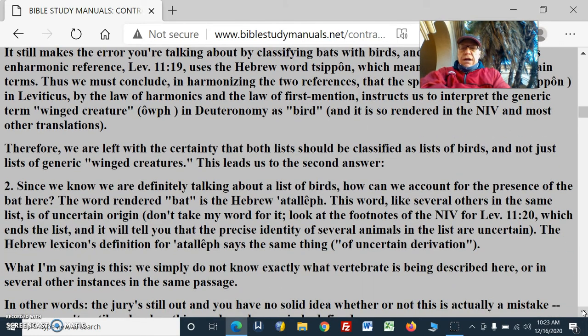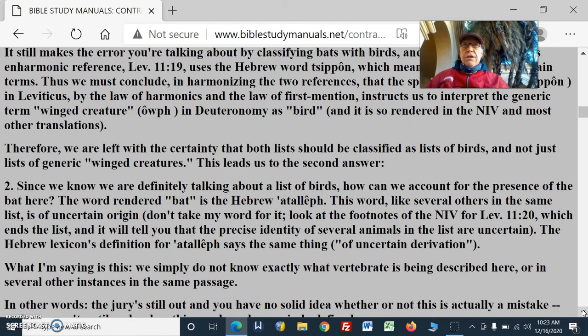Since we know we are definitely talking about a list of birds, how can we account for the presence of the bat here? The word rendered bat in the Hebrew, atallêph. This word, like several others in the same list, is of uncertain origin. And don't take my word for it, look at the footnotes of the NIV for Leviticus 11:20, which ends the list. And it will tell you that the precise identity of several animals in the list are uncertain.